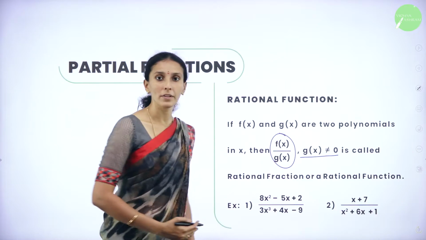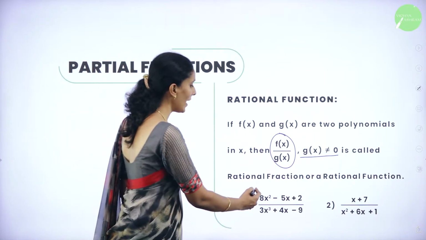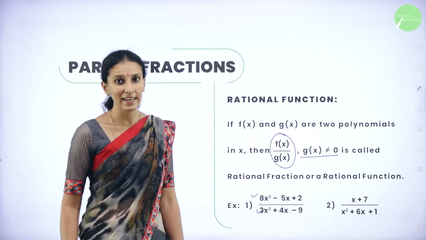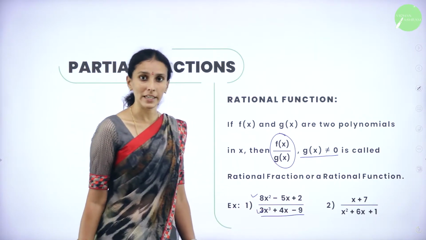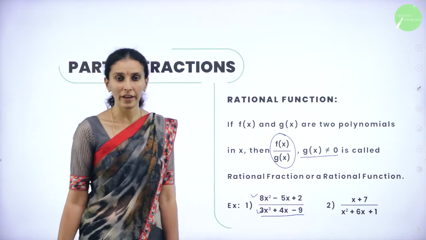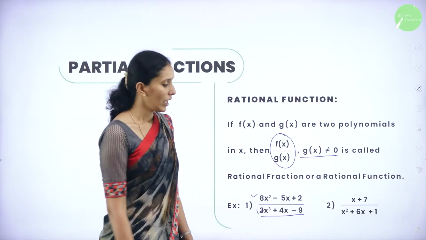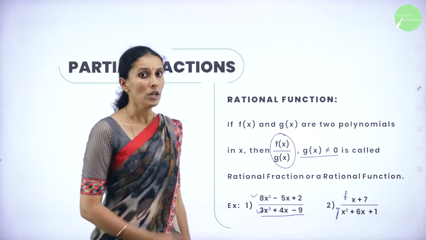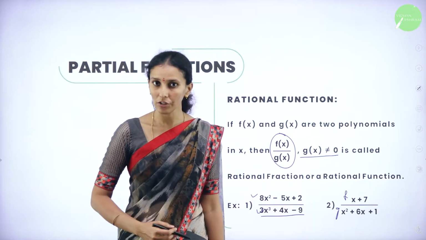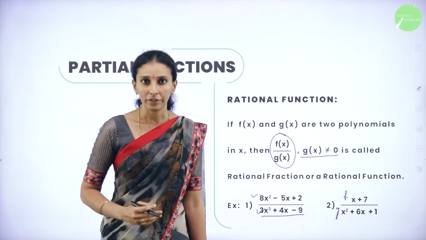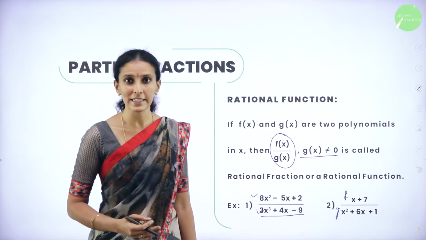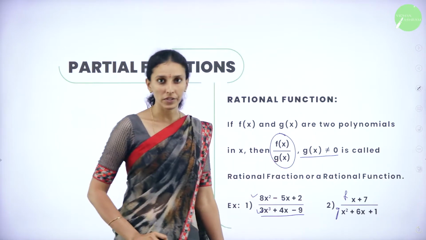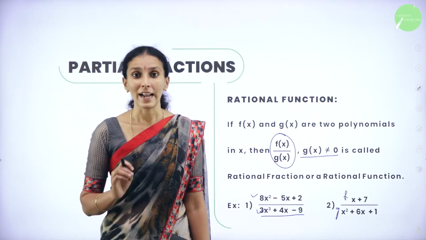Here are a few examples of rational functions I have given. 8x square minus 5x plus 2 is a polynomial, 3x cube plus 4x minus 9 is a polynomial, and this is not equal to 0. So this is in the form of f of x by g of x. Here is one more example where f of x and g of x are both polynomials and g of x is not equal to 0. So these are examples of rational functions. A rational function means a function in the form of f of x by g of x, where both f of x and g of x are polynomials and g of x is not equal to 0, and it is called a rational function or rational fraction.